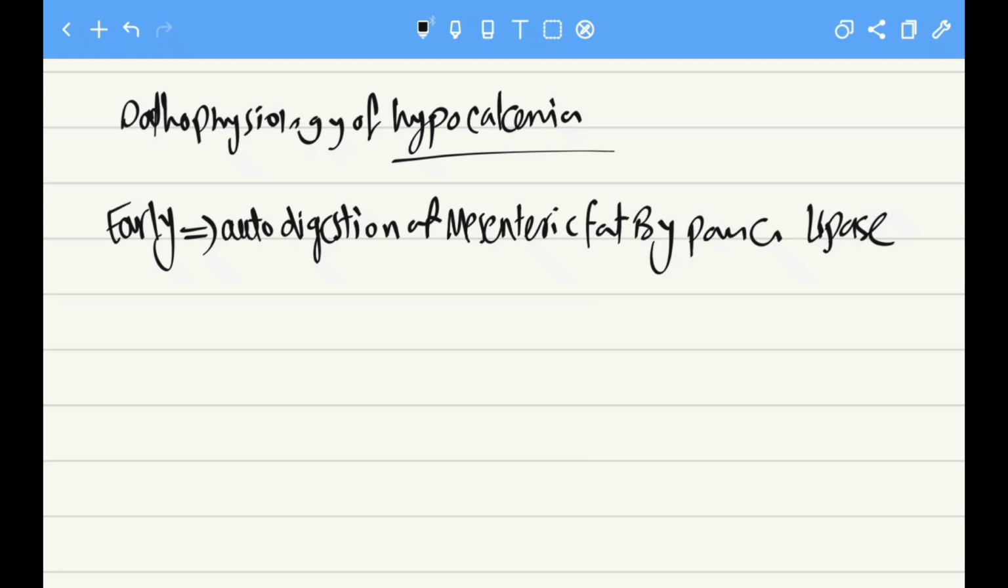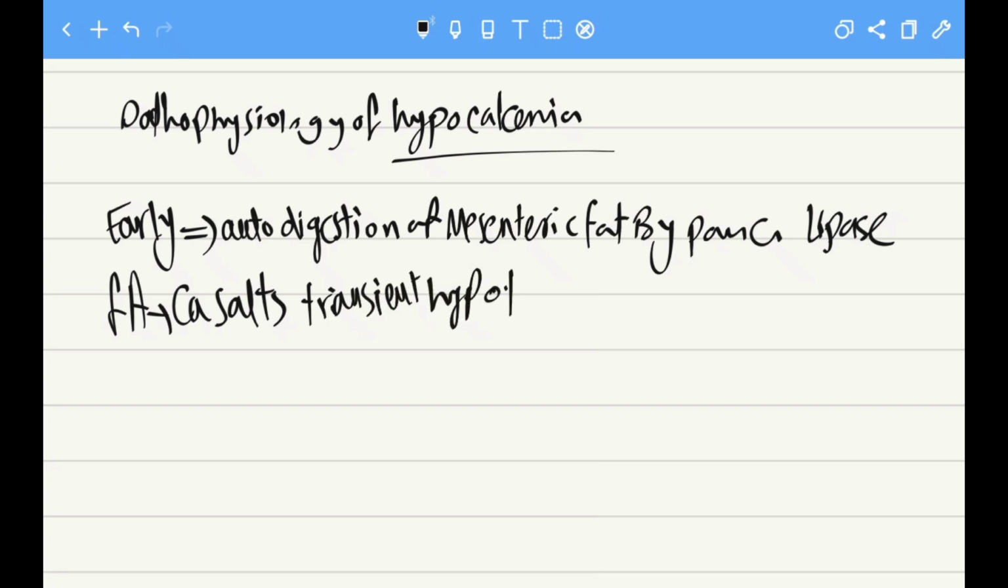This will lead to increased fatty acids, which will form calcium salts. And these calcium salts will bind with fatty acid, so there will be a transient hypoparathyroidism and hypomagnesemia.